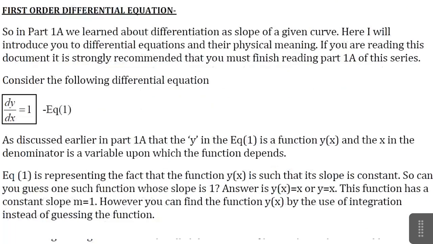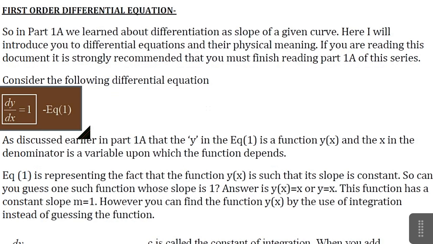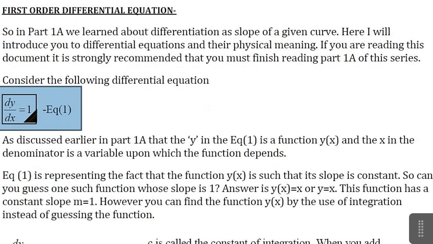So today we'll try to understand the physical meaning of differential equations. Okay, what do you mean by differential equations? Let us focus on this equation for a moment that says dy by dx is equal to 1. So what is the physical meaning of this equation? This equation is saying that there is some function y of x whose slope is 1.